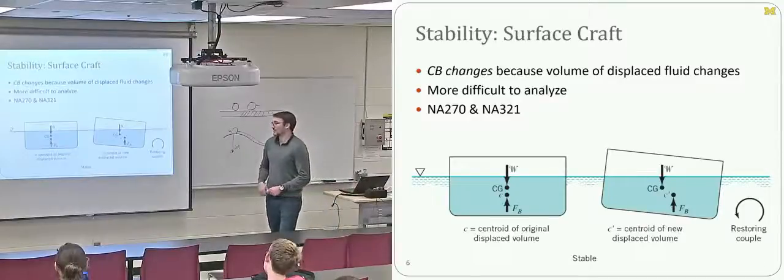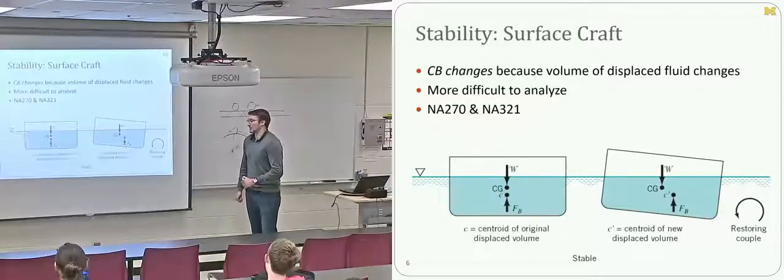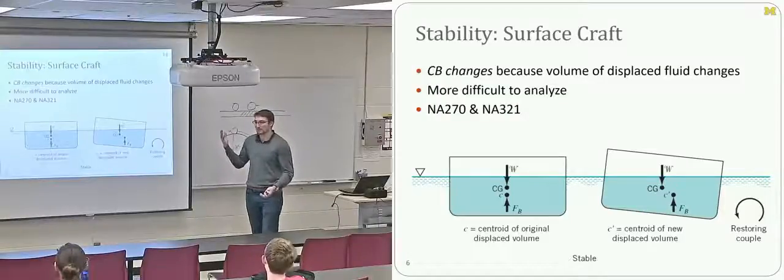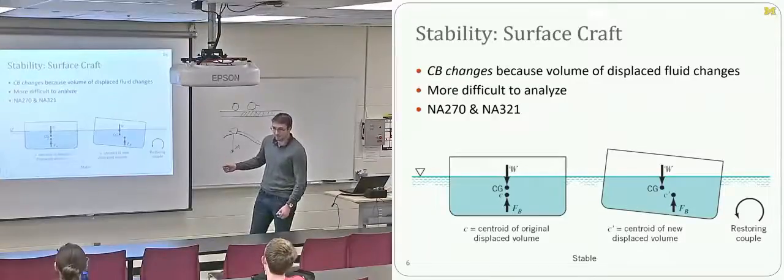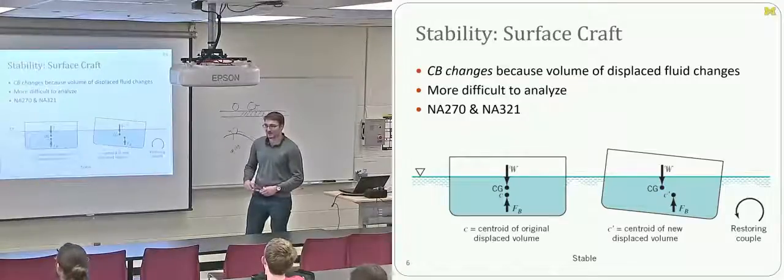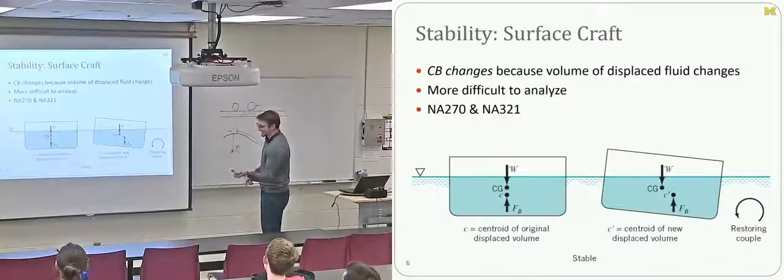This is a lot more challenging with surface craft, and I am fairly certain you guys know at least the formulaic way to calculate the metacentric height, right? Have you seen Ixx over volume? Did you go into why that is? Did you do the derivation from a hydrostatics perspective? You might have? Okay.